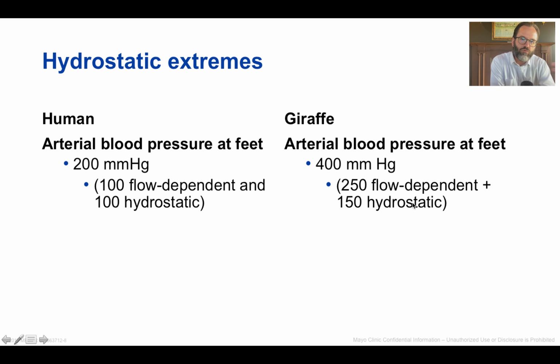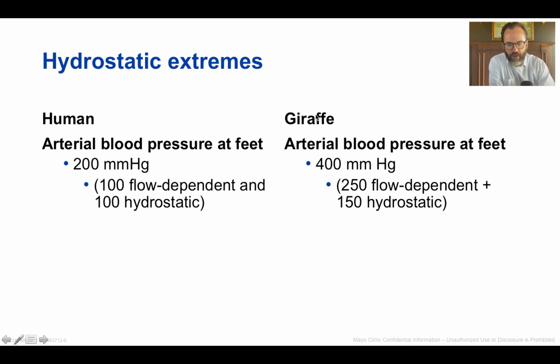Now there are other extremes to this where you'd say, well, there's one thing if you're upside down, right? Then you say, well, okay, I can shift my hydrostatic columns around, and maybe 7 millimeters of mercury is a big deal. That's all fine. But what about some other extremes? So when we look at humans, the arterial blood pressure at your feet when you're standing up is actually around 200 millimeters of mercury, and that's roughly 100 millimeters of mercury that's flow dependent. So that's the blood pressure that you'd normally be measuring, and 100 millimeters of mercury that's hydrostatic, right? So the height of that hydrostatic column.